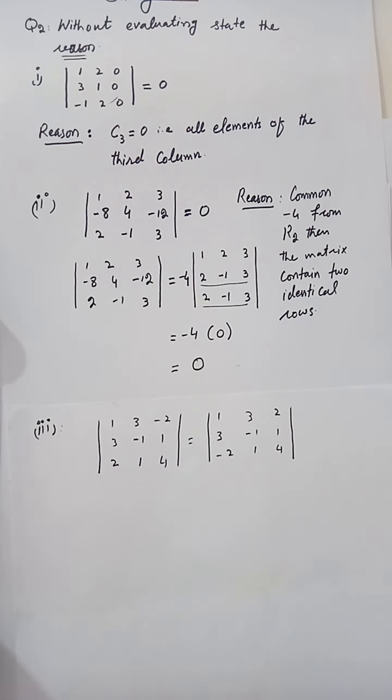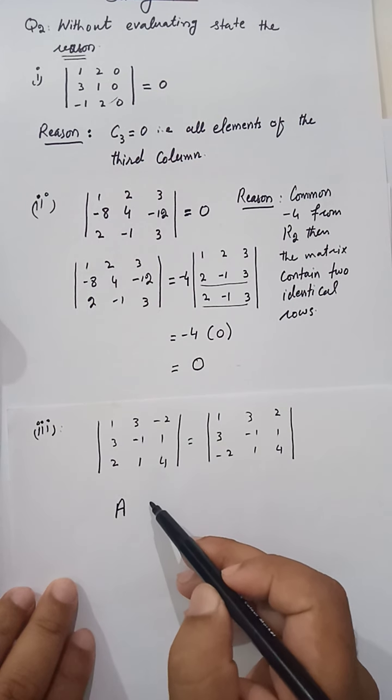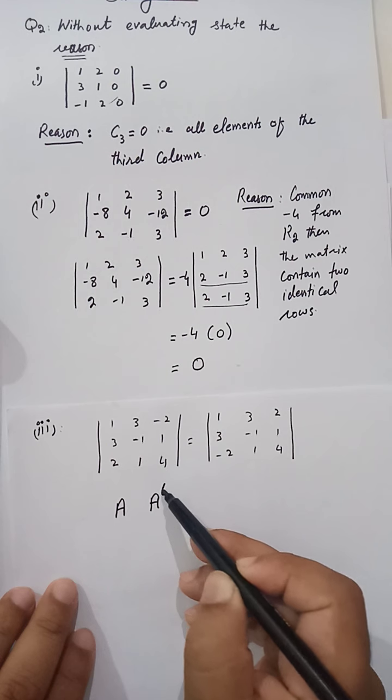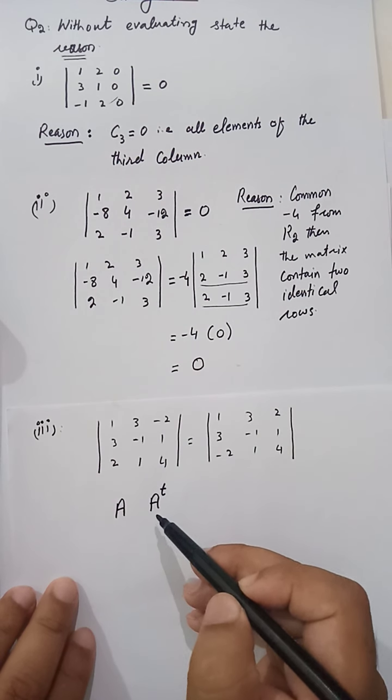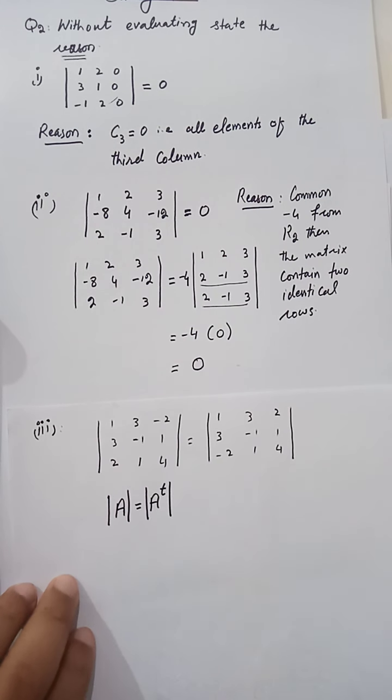Whenever the rows of a matrix are interchanged into columns or columns into rows, the determinant of the new matrix formed must be equal to the old one. You are actually taking the transpose. Remember that A is a square matrix, and if you take its transpose, it will be A transpose. The determinant of A and its transpose are always equal.